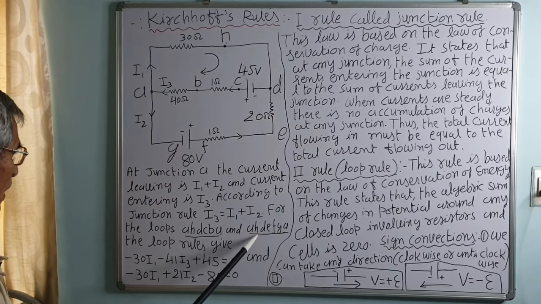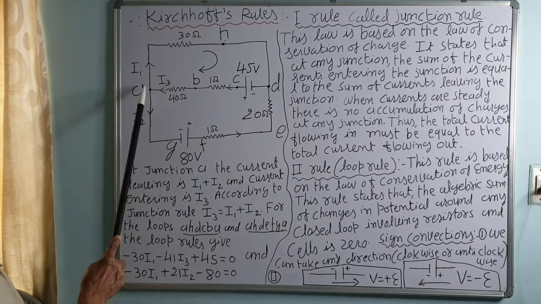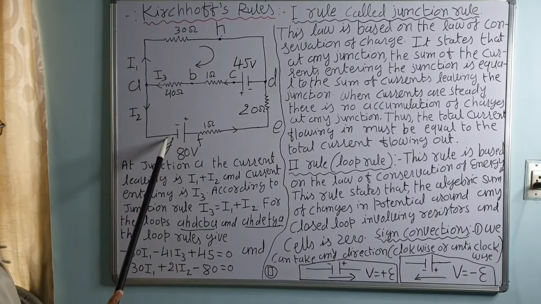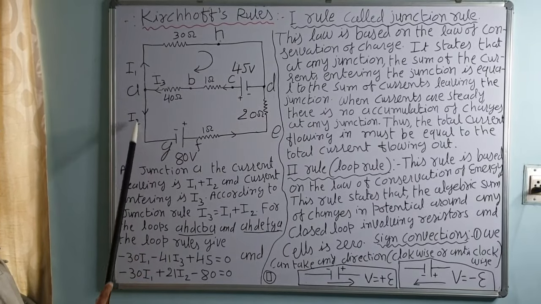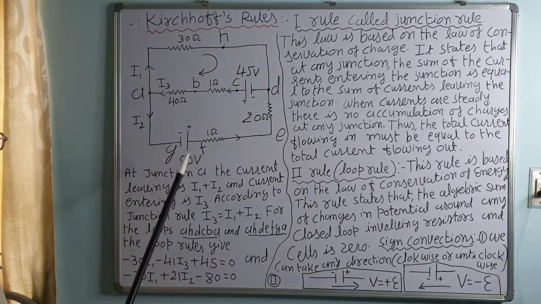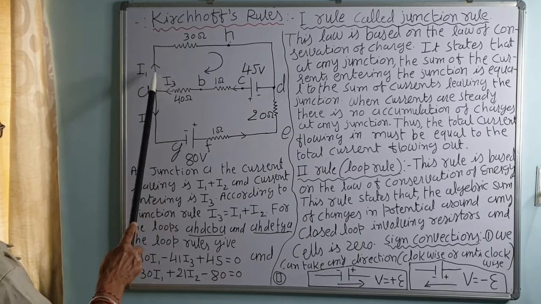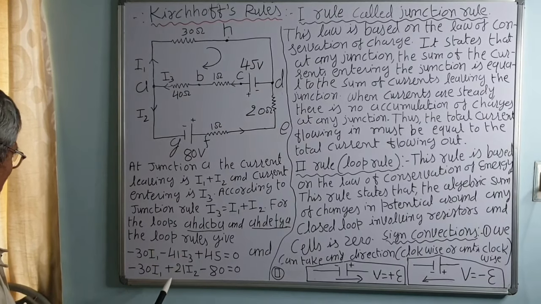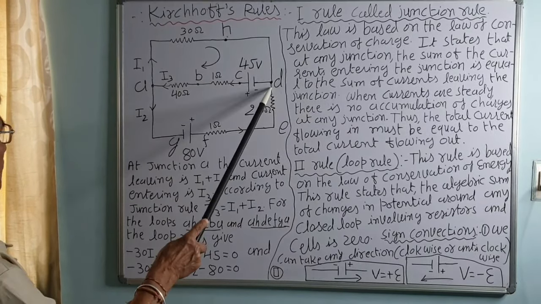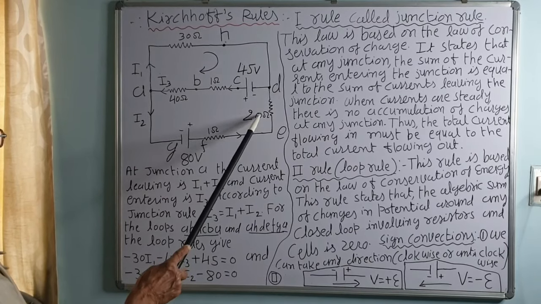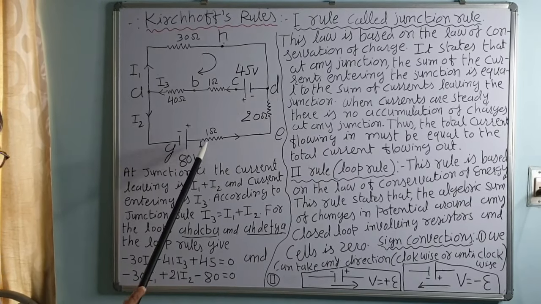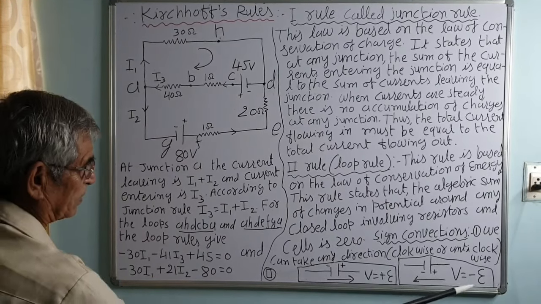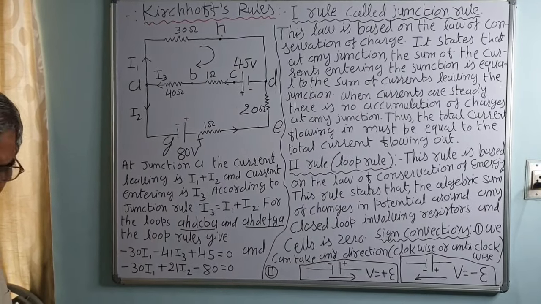And for the second loop, A, H, D, E, F, G, A, this whole loop, correct. This minus 30 into I1, current is flowing, plus 21 I2, this is in opposite direction, correct, 20 plus 1, 21, correct, minus 80, this is from positive to negative, that is V is minus, correct.